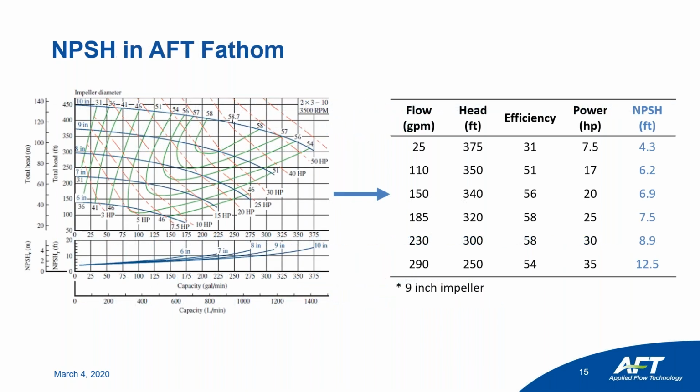So what does NPSH look like in Fathom? We can go back to that pump curve where now, instead of looking at the performance, the efficiency, and the power, we're looking down at this NPSHR portion. For our 9-inch impeller, we can use our plot digitizer again to pull some necessary head, and we can see how it grows pretty steadily, and then it starts to ramp up.